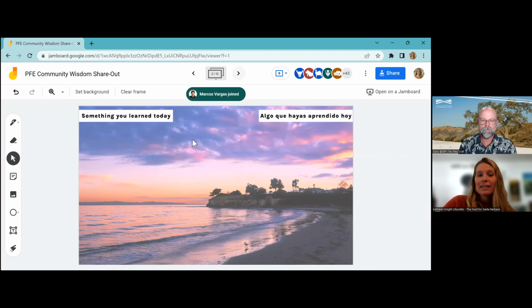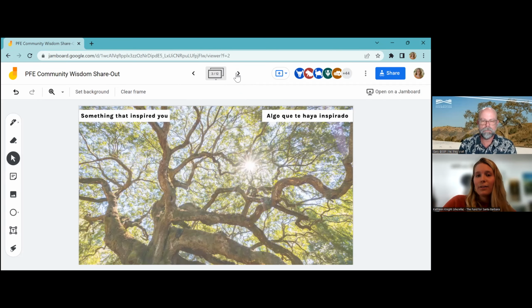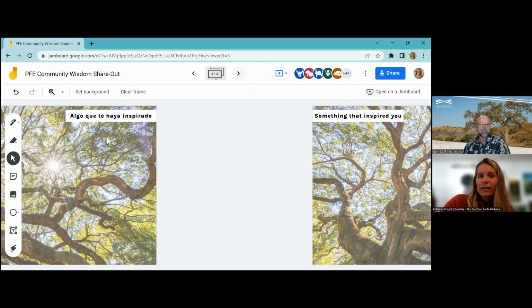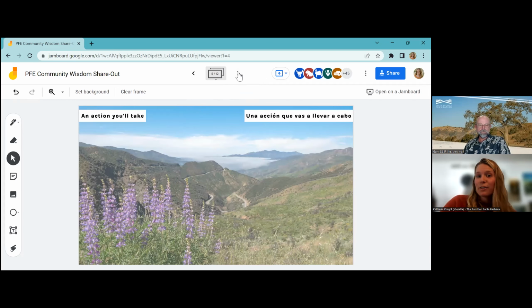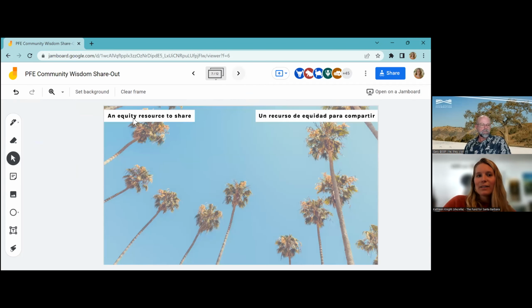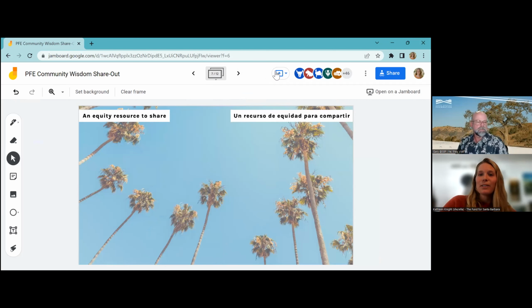There's also a second slide if you need a little bit more space. Up at the top, using these arrows you can click through, and then we'll go ahead and just give you some time, put some music on it. We have 4 questions for you today. So after you share something that you learned, you can click through again using these arrows to talk about something that inspired you. Click through to speak to an action you'll take, and then click through for the last question, which is an equity resource to share. So I'll go ahead and stop sharing my screen. We'll put on some music and you all can take some moments to add to the Jamboard. Thanks, everyone.